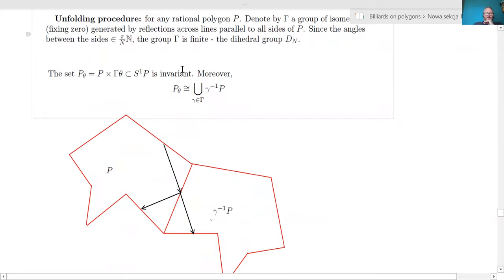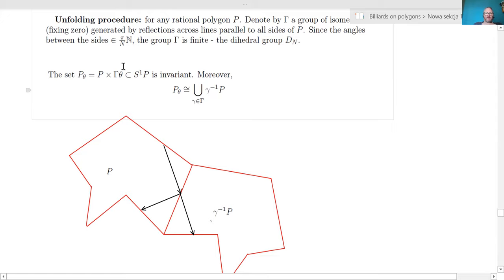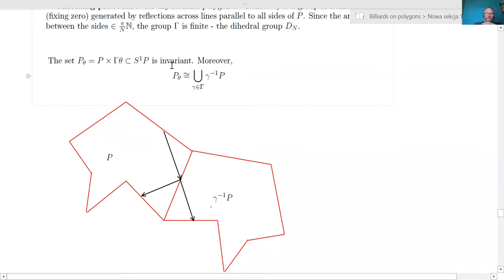So it means that if we start from the direction of the motion theta, after any reflection from any side, we are still in this set. This is the same situation as for the torus. So this is exactly the orbit of the group gamma generated by the direction of the motion theta. So this set is a subset of the phase space of the billiard flow. It's also invariant, so we also have a lot of invariant sets. And moreover, every such invariant set can be identified with the union of gamma copies of our polygon.